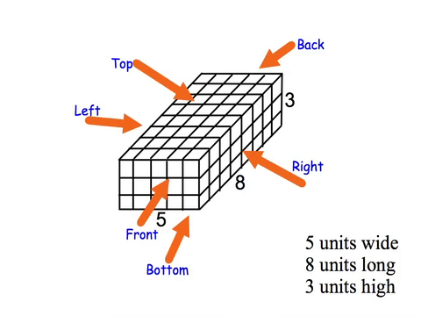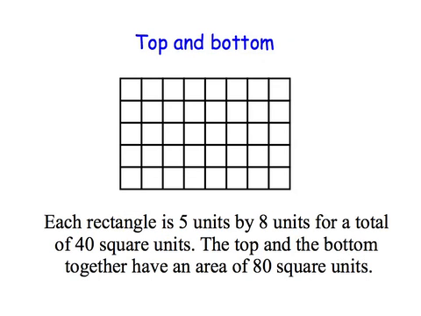And we can only see 3 of the 6 sides, but we know that the top is identical to the bottom, the one we can't see. The front is identical to the back, and the right side that we can see is identical to the left side that we can't see. Now let's just take a look at the top and the bottom.